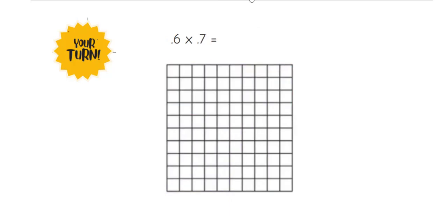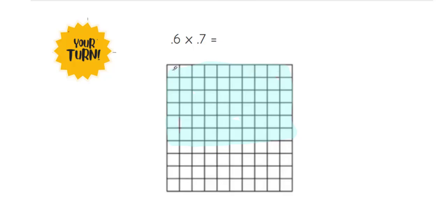6/10 times 7/10. Turn off the video, figure it out, and come back. Oh no, did I do something different? I went horizontal with my 6/10, and that's okay. If you remember, in multiplication, we can multiply in any order. 6/10 times 7/10, 7/10 times 6/10. You can flip them and you still get the same answer. Just like in addition. Addition and multiplication, they do not have to stay in the same order.